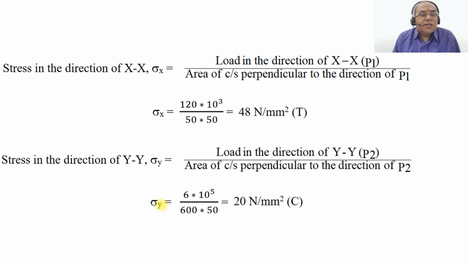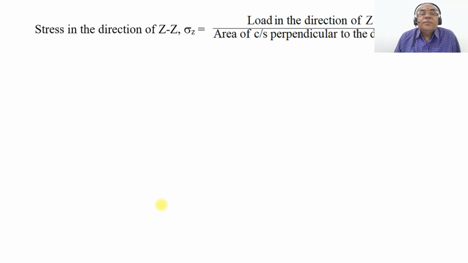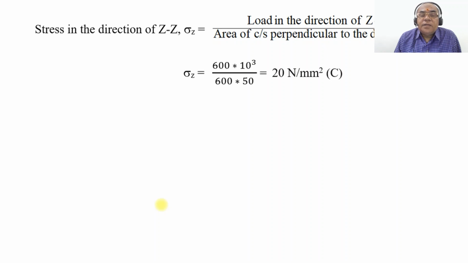Similarly, what is the stress in the direction of z, which is sigma z? It is the ratio of the load in the direction of z, which is P3, divided by the area of cross section perpendicular to the direction of P3. So sigma z will be equal to 600 into 10 to the power of 3 divided by 600 into 50. On simplification, you are going to get it as 20 Newton per mm square. Since a compressive load is applied, the stress developed is compressive stress.